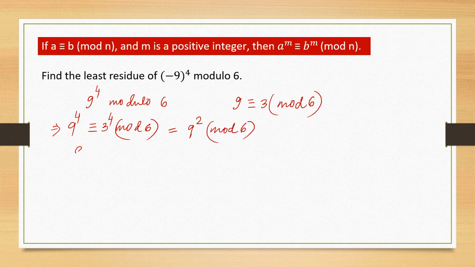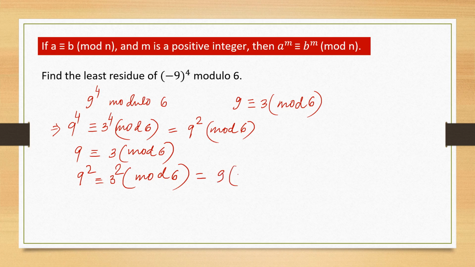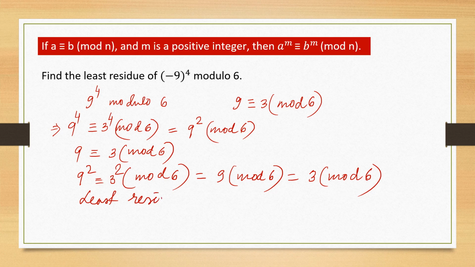Now coming to 9. 9 is congruent to 3 modulo 6, we have already written. So 9 raised to the power 2 is congruent to 3 raised to the power 2 modulo 6. So 3 raised to the power 2 is 9. So 9 modulo 6 is again 3 modulo 6. So the least residue is 3.